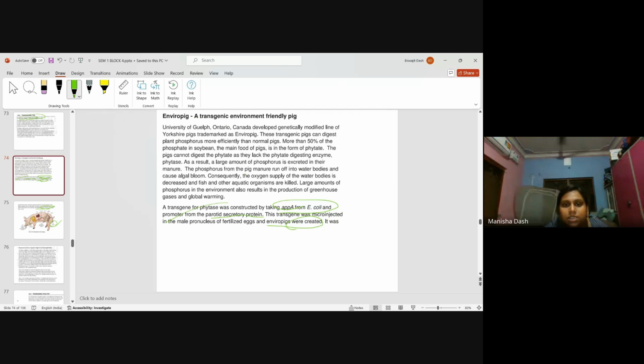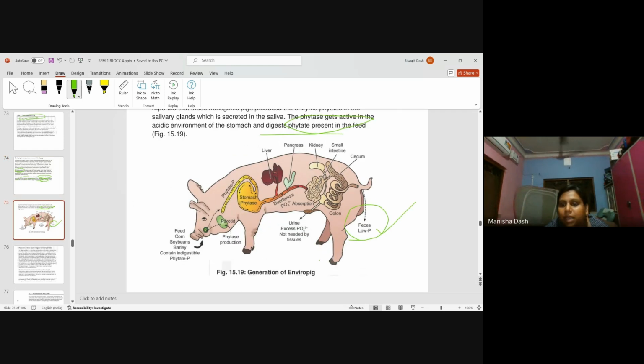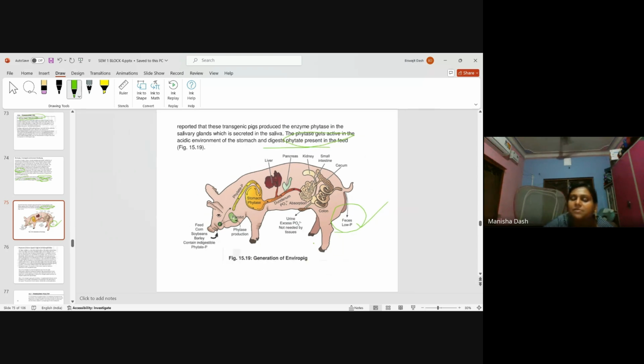The phosphorus from the pig manure runs off into the water bodies and causes algal bloom. This is the phosphate which is released in the fecal matter of the pig, and the phosphate is very harmful for the nearby water body, because it is a rich nutrient. If nitrogen and phosphate are both present in excess amount, they can cause excess growth of the algae, which will destroy the diversity of the aquatic ecosystems.